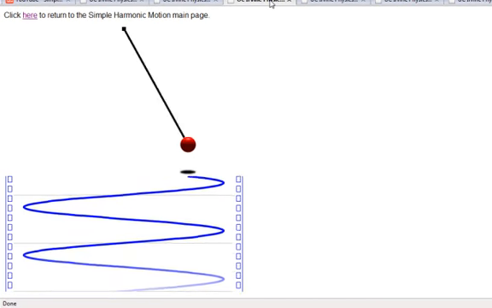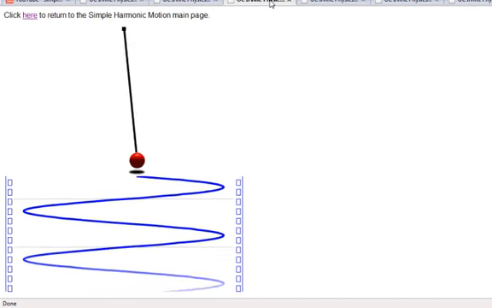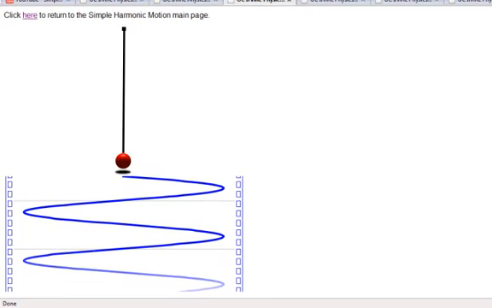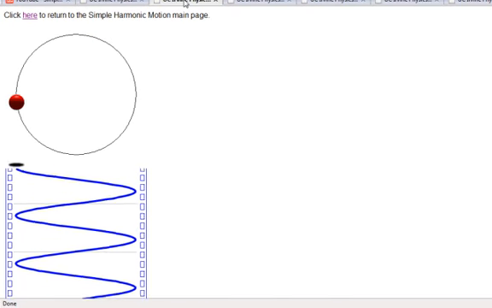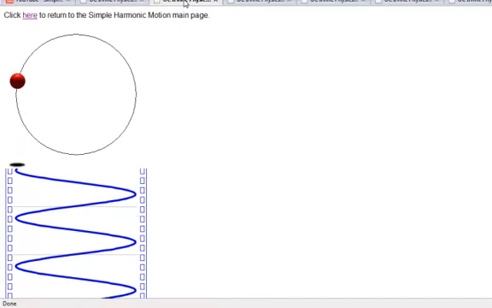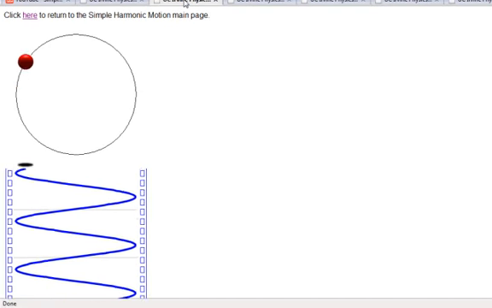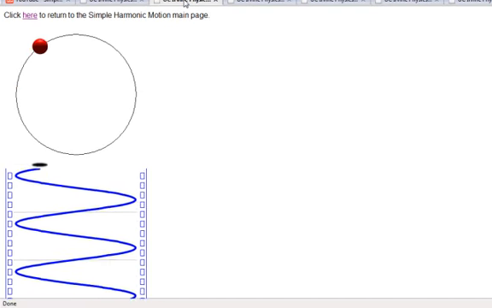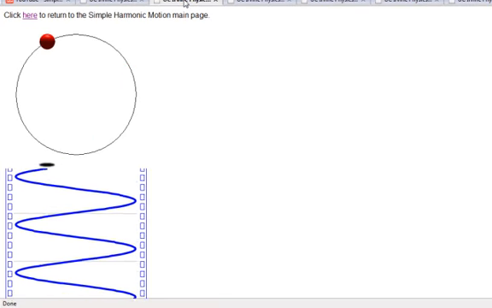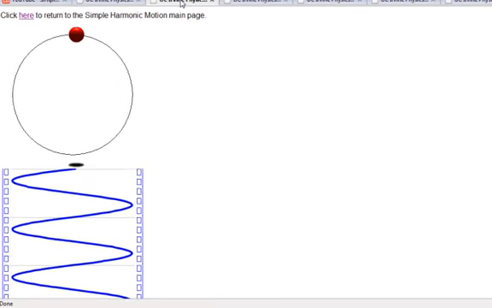For a simple pendulum, I have a similar sort of situation, a sine or a cosine curve. And likewise, for uniform circular motion, I get the same sort of tracing out of the shadow of this object showing a sine or a cosine.